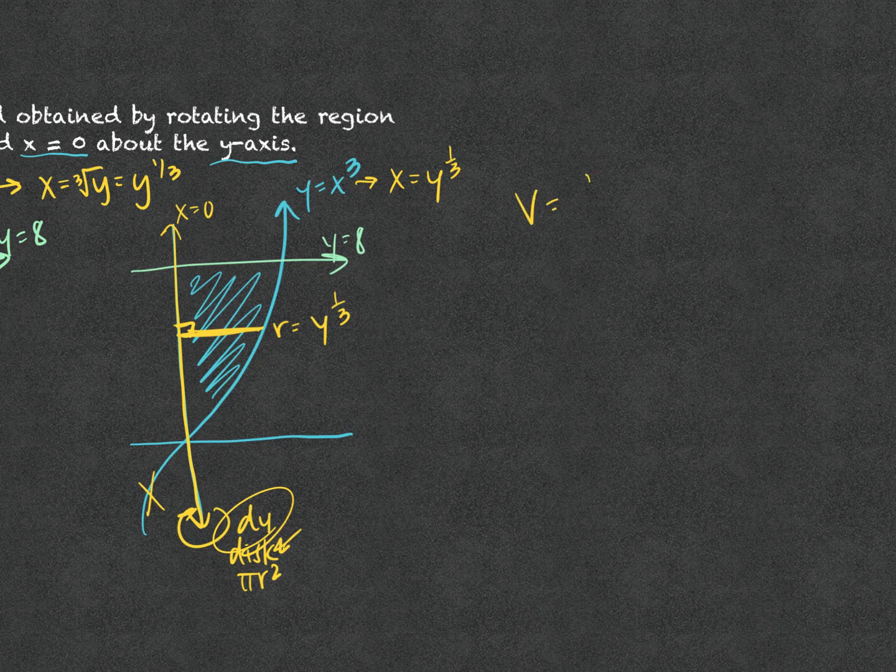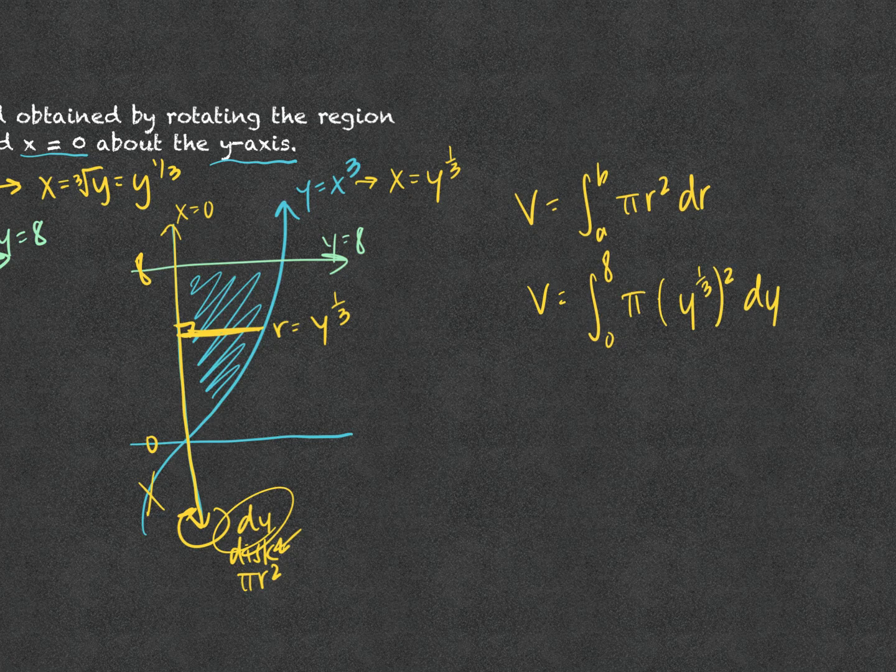So we're going to say volume equals the integral from a to b pi r squared dr. I know I moved that pi in and out. I apologize for that. So volume is the integral. We talked about the bounds being from 0 to 8. You have to use everything you're given. Pi times, and r is y to the 1/3 squared, and we're with respect to y. I'm going to pull this pi out. The integral from 0 to 8.